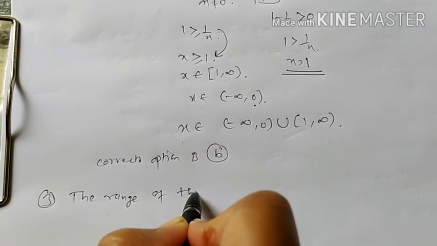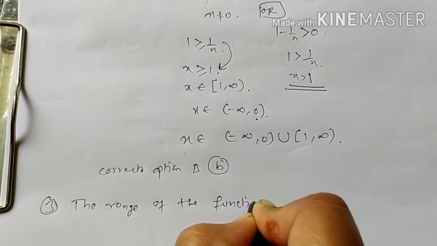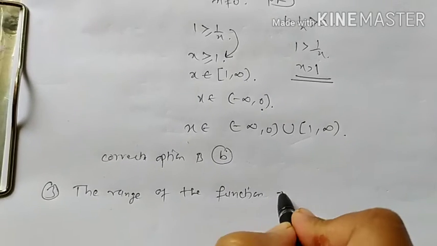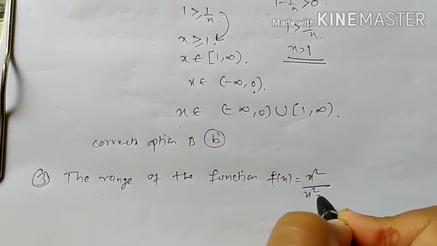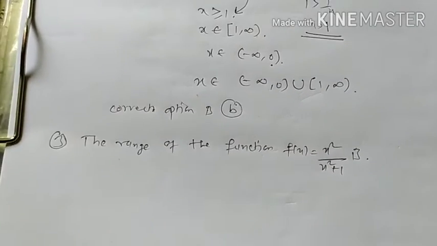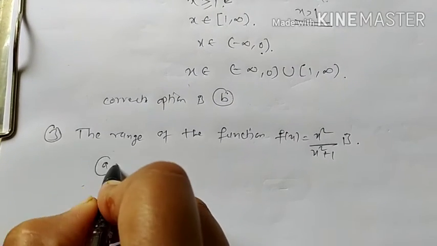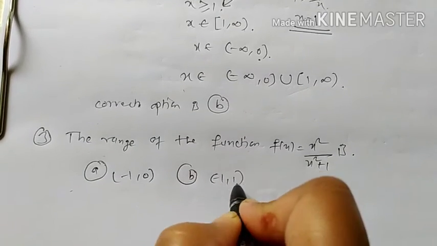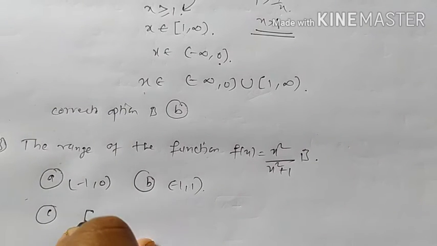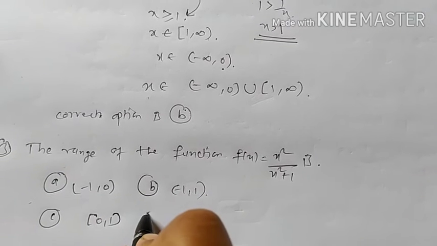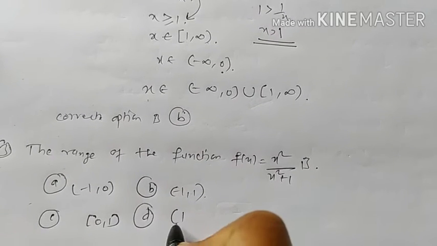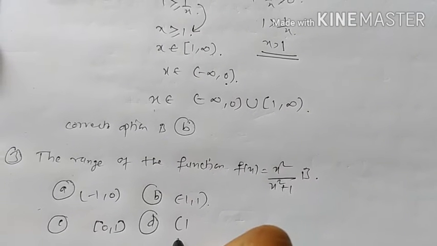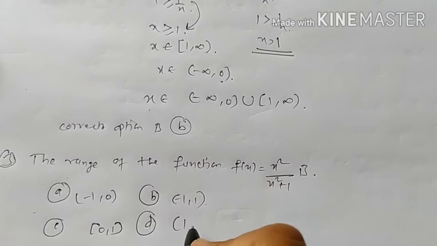The range of the function f of x equals x square upon x square plus 1 is, options are: A, minus 1 to 0; B, minus 1 to 1 open bracket; C, close 0 to 1 open; D, open minus 1 to 1 only.